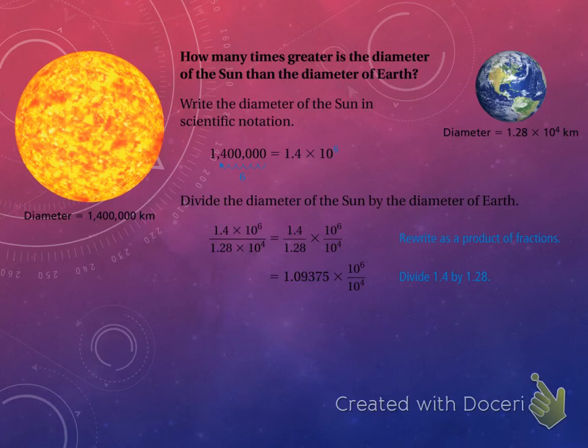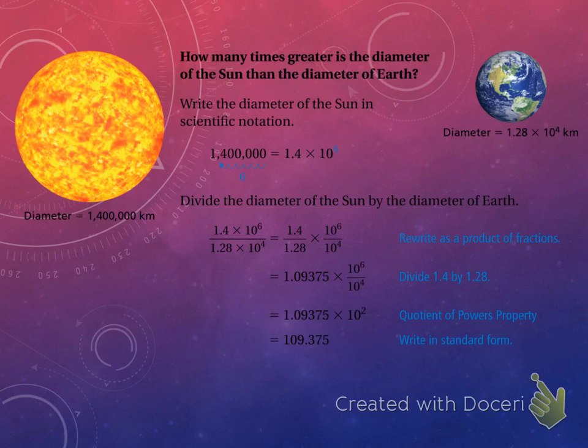Well, we can just rewrite this by dividing them up as fractions: 1.4 divided by 1.28 and 10 to the 6th divided by 10 to the 4th. Because we know how to do all this. If we divide 1.4 by 1.28, you get 1.09375. Now we have to divide 10 to the 6th by 10 to the 4th. Now if you remember your rules here, if you are dividing numbers and they have the same base, all you have to do is subtract the exponents. So keep the base the same, subtract the exponents.